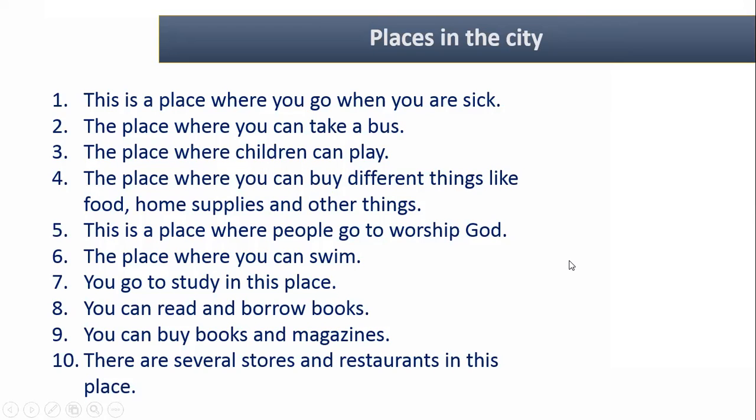There are several stores and restaurants in this place. Thank you. Good pronunciation. Several stores and restaurants. What is this place? The mall. Can you give me examples of malls, very famous malls in El Salvador? Metro Centro. Mall Las Cascadas. La Gran Vía. Multiplaza. Okay, yes, thank you so much.